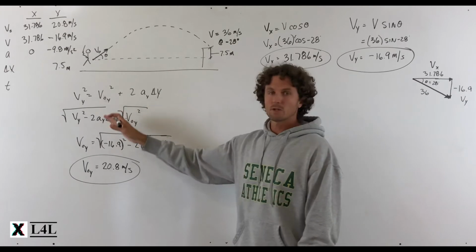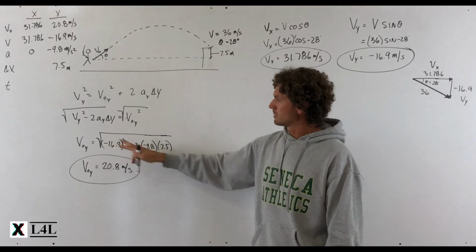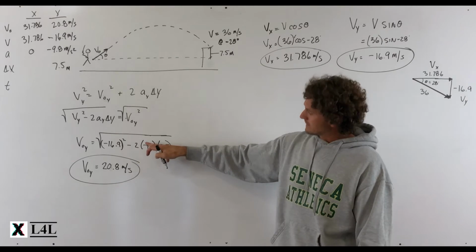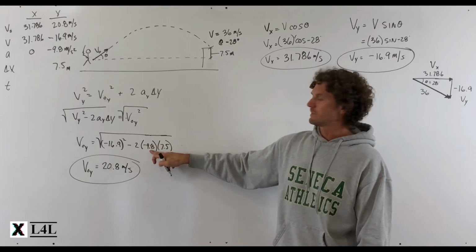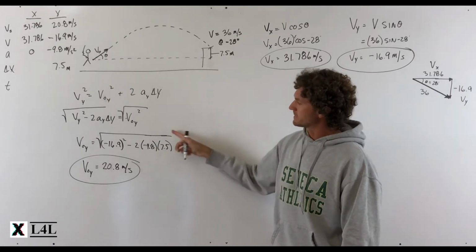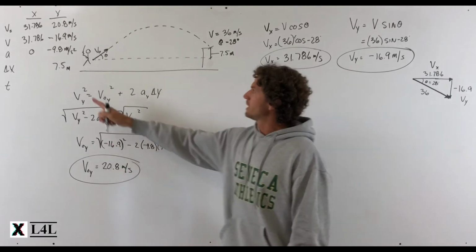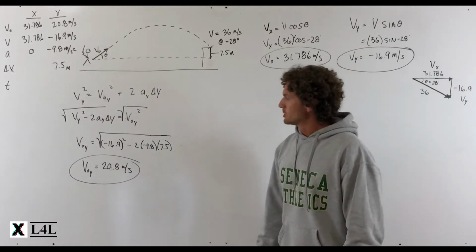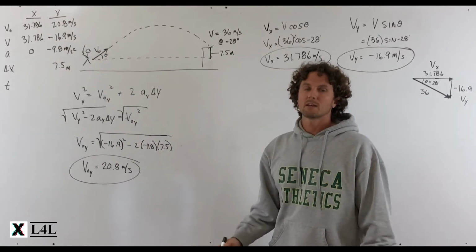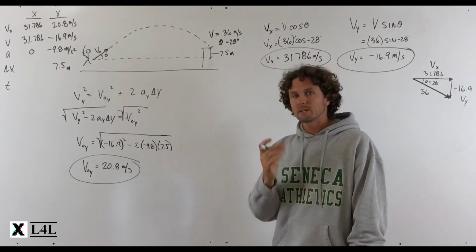So I rearranged the equation in variable form, and then here I'm actually plugging it in, where the initial velocity in the vertical is going to be the square root of negative 16.9 squared, that final velocity, minus 2 times the acceleration in the y, negative 9.8, times the displacement in the vertical, which was the 7.5 meters. Taking the square root of the whole thing gives me an initial vertical velocity of 20.8 meters per second. So now I have both the horizontal and vertical components of my initial velocity. I can use Pythagoras Theorem to go and solve for first the magnitude, and then I'll use trig to solve for that angle.